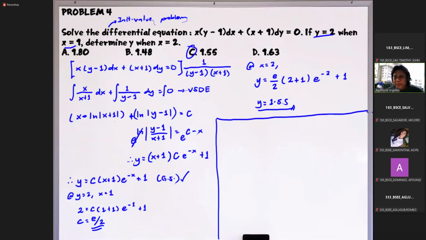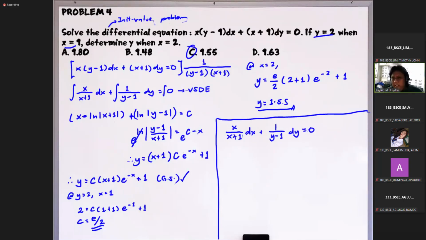Another solution is by using definite integrals. Let me write again the differential equation from earlier. We have x over x plus 1 dx, plus 1 over y minus 1 dy, equal to 0.